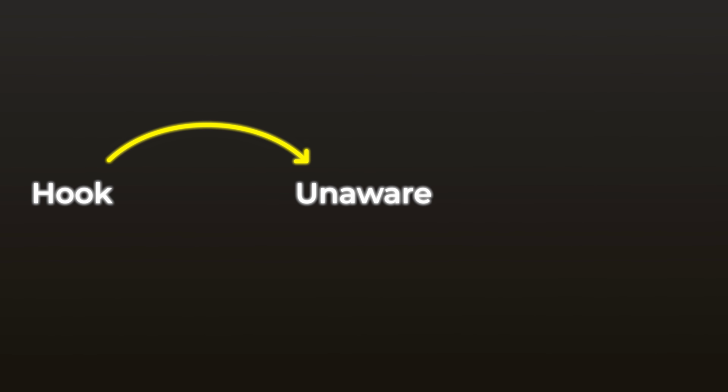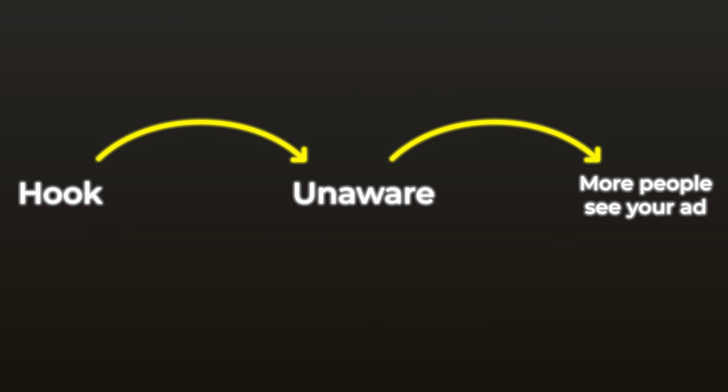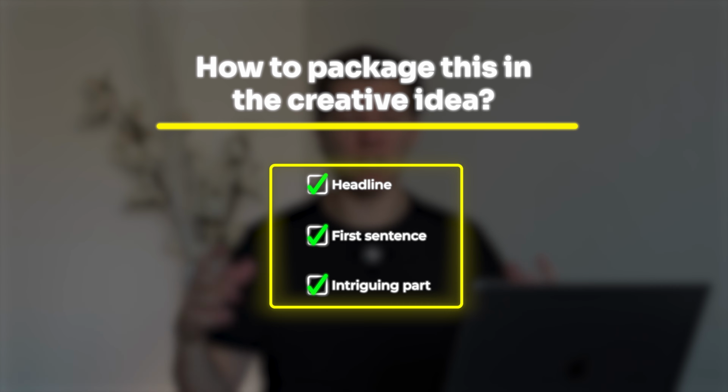This way you can first think about the hook. This will help you think about the unaware of problem stage. This will help you get more people to see and experience your ad and, of course, convert. The second part is the creative idea. Now that you have your headline, your first sentence, the first very intriguing, attention-grabbing part for your ad, you can think about how to package this in the creative idea.